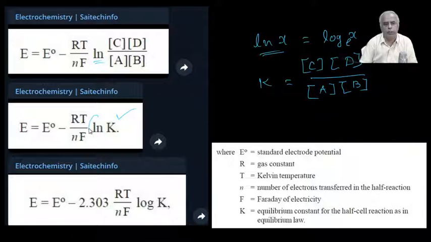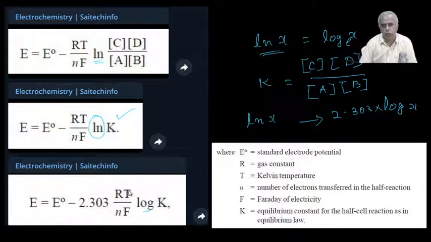Now when you want to convert natural log to log to the base 10, you have to multiply by a factor of 2.303. So now you can comfortably call it log x. From natural log we have converted into log to the base 10, and we have introduced the factor. Therefore E is equal to E naught minus 2.303 RT divided by NF, and you should know all these expressions.